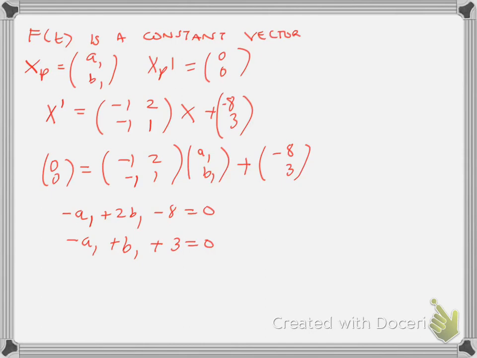Okay. And again, there are different ways you can solve for this. I want you to go ahead and solve these equations. And for a sub 1, b sub 1, you should end up with 14, 11. And therefore, we have our particular solution.